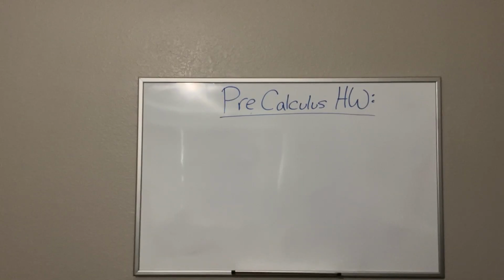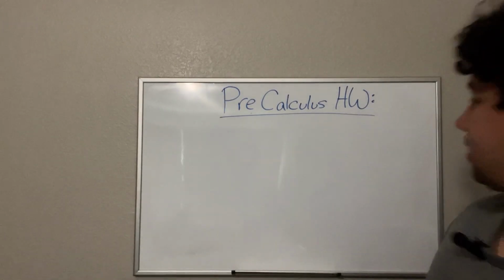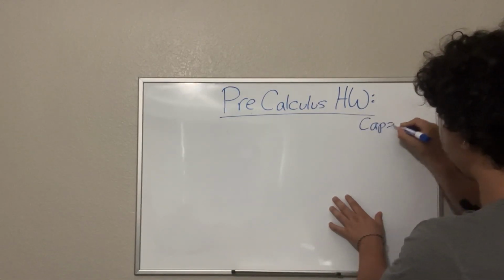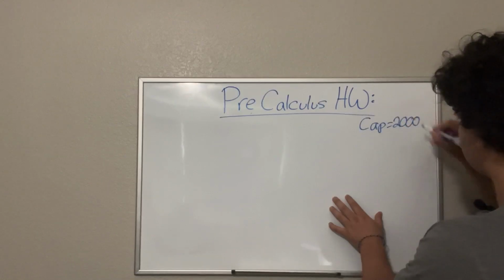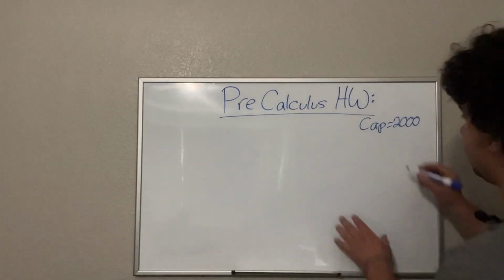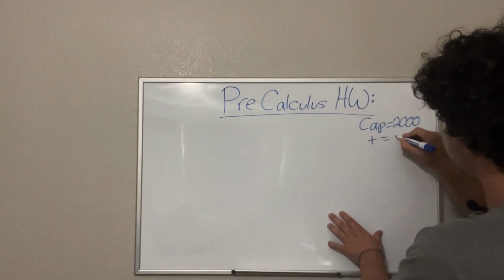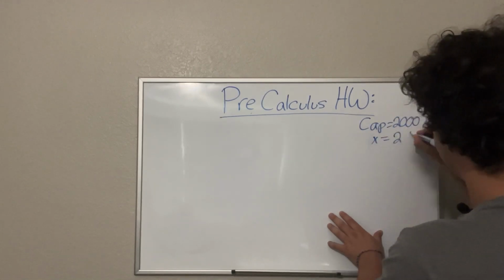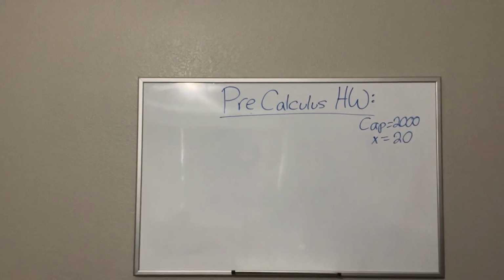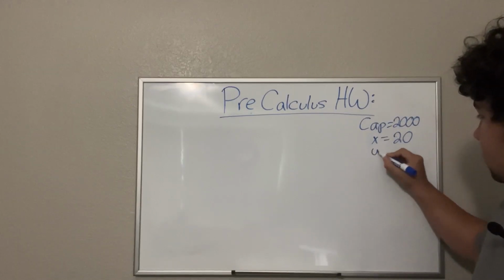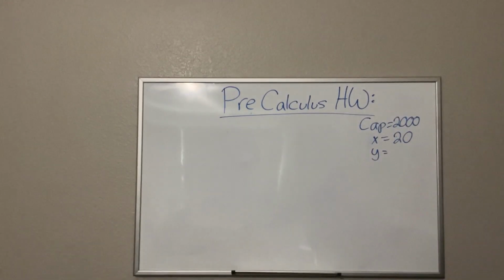So I'm going to write all this stuff here. It has a cap of 2,000. All right. The other thing that it provides us is the ticket price is $20. So I'm going to put T is equal to 20. Actually, I think it said that it wants it as X. So X equals 20. All right. And at this point, when X is equal to 20, our attendance, let's just say that's Y in this case, is equal to 1,500.